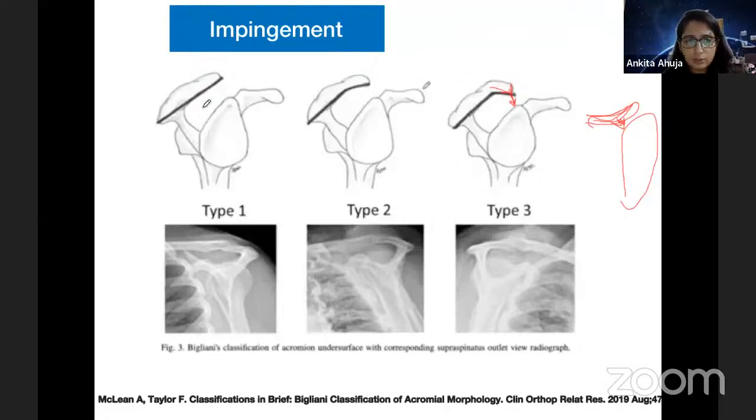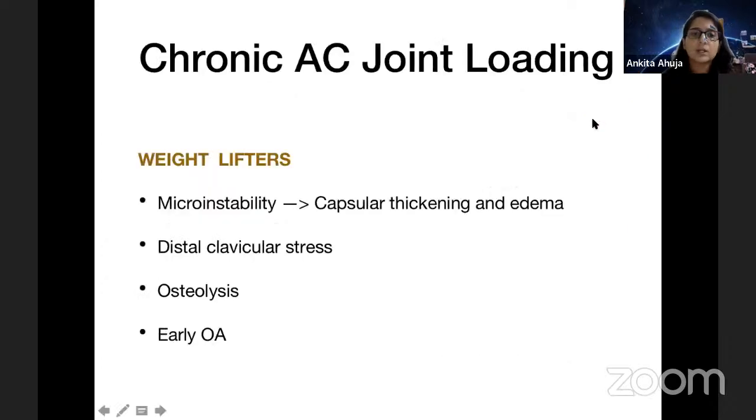So you just need to know that these are the various types of acromion, and type 3 and type 4, according to classification, are more probable to cause impingement. Although we cannot label something as impingement on MRI because it's a dynamic process, on shoulder ultrasound we can definitely label something as impingement.